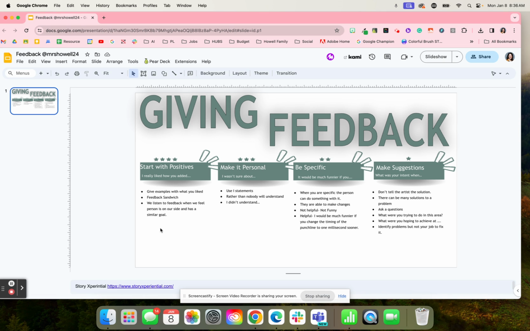You also want to make suggestions. So you don't want to tell them the solution, right? You really want them to think about it, and so you're going to ask questions. This is where you might say, what were you trying to do here? Or what was your intent here? Or what are you hoping to achieve at this point? So again, you're identifying those problems, but it's not your job to fix their work. It's your job to make suggestions and hear their thoughts and ideas when it comes to providing that feedback.